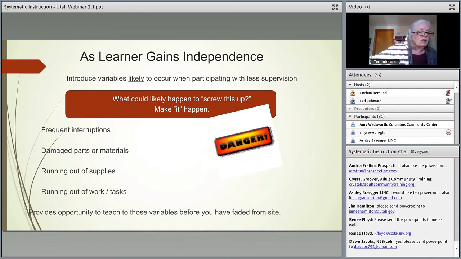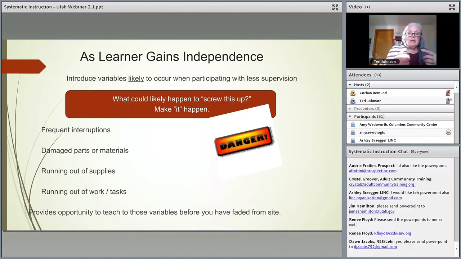So another thing in terms of fading, as a learner's gaining independence, so they are kind of in later learning. They're not needing a lot of support from me in terms of how to do the task. I faded back on my reinforcement for the task. I do something that's really very technical at that point. I try to figure out what could possibly happen to screw this up. So that's very technical language. Screw this up, and then I make it happen. So what I'm trying to do at that point is I'm trying to test how solid the understanding is.